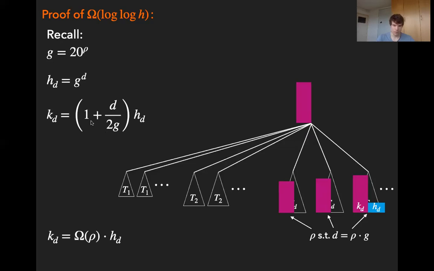And this, we can see, is basically this 1 plus D over 2G, because we defined rho so that D is rho times G. We then see that this is of order rho. So we have a lower bound of rho on the competitive ratio, what's incurred at the top. And because of the lemma, we also have this lower bound of rho at the bottom. So overall, the competitive ratio is at least rho.